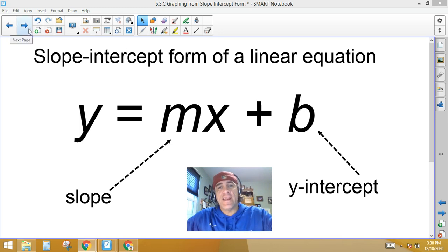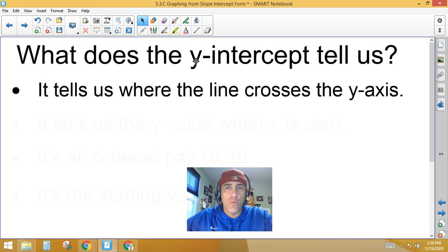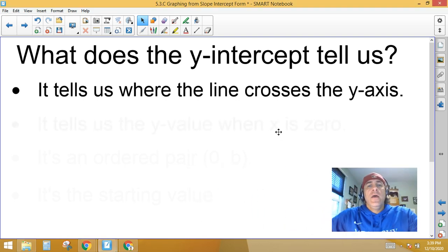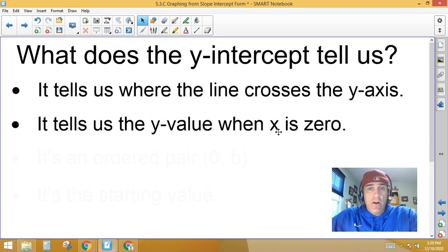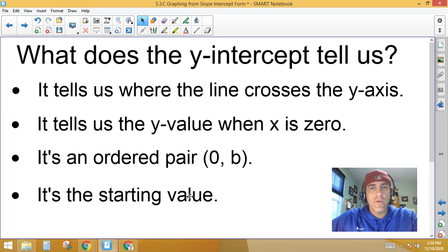So before we just dive right in and start, let me ask you this. What does the y-intercept tell us? Take a moment, answer the following question, and tell me anything you can think of. Let's see if you got everything that I got, and maybe you got even more. First off, it tells us where the line crosses the y-axis, that vertical axis. It tells us the y value when x is 0, which leads us directly to, it's actually an ordered pair, 0 comma b. It's the starting value. Those are all different ideas of what the y-intercept tells us.